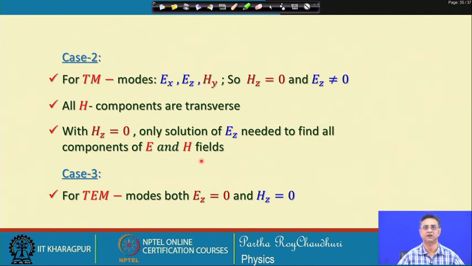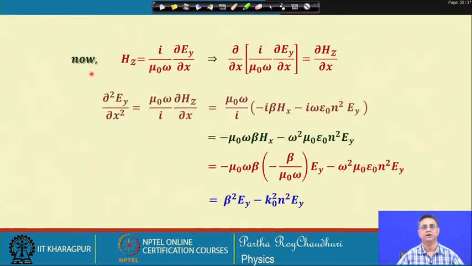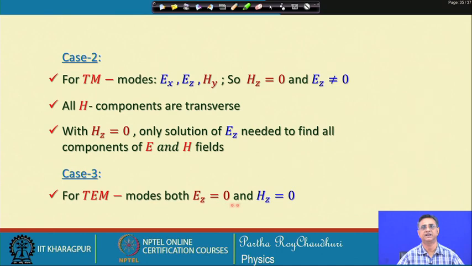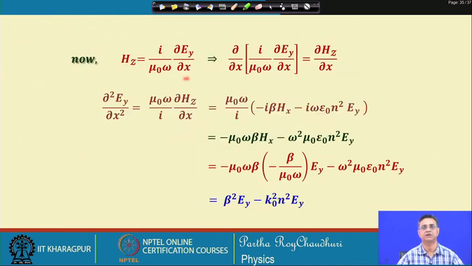This is what I have just now explained, that it is only the longitudinal components that can constitute all the transverse components, but eventually in this case your Hz is 0. So, it is only the Ez component of the electric field. If I have the solution for that, this can give me all the transverse components, because in this case the transverse components are only Ex and Ez. Now, similarly for the TEM mode, both Ez and Hz are 0, and in that case you can actually calculate all the components.